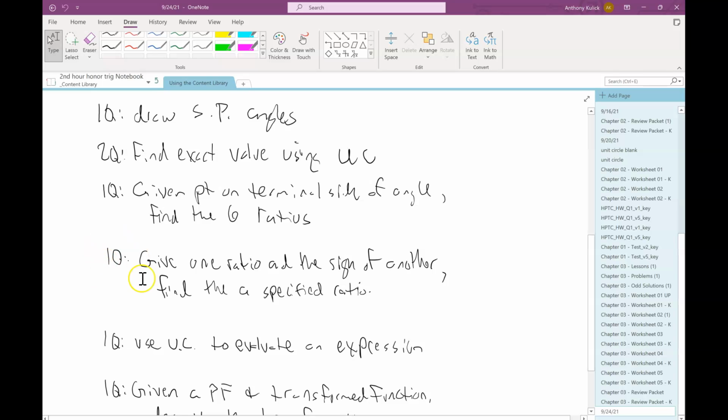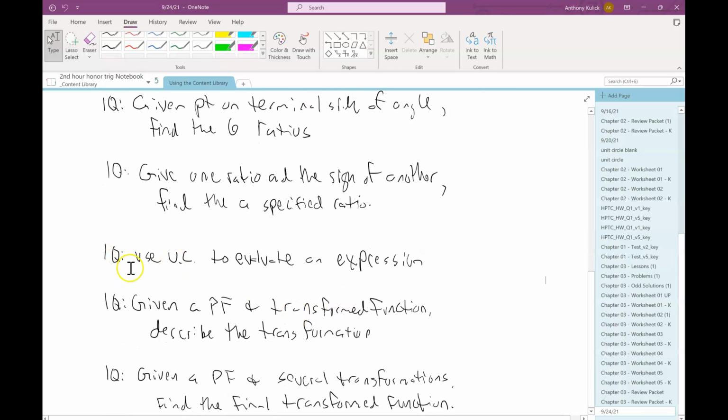One question where you'll be given one ratio and the sine of another, and then be asked to find a specified ratio. Again, there we did several problems like that between the worksheet and the homework and the review. You'll have one question where you'll use the unit circle to evaluate an expression, kind of like you had on the review. There are the questions like sine of blah, blah, times cosine of blah, blah, blah, plus tangent of blah, blah, blah, or whatever.